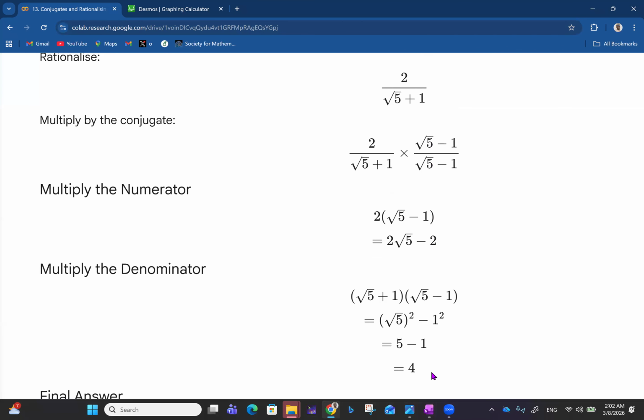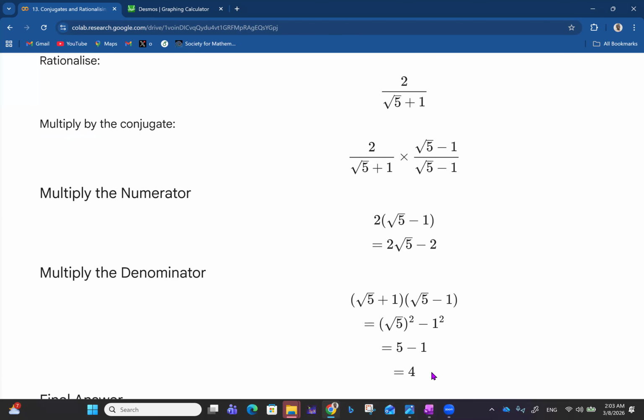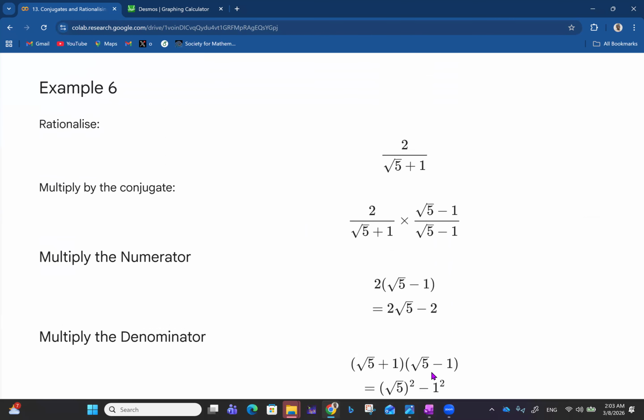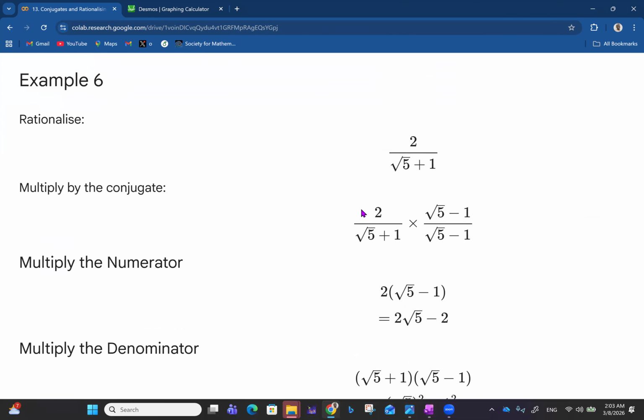And you have example 6 with a similar kind of structure. For example 6 now, you have 2 over root 5 plus 1. The conjugate of root 5 plus 1 is root 5 minus 1. So to multiply this expression by 1, you have 2 over root 5 plus 1 times root 5 minus 1 all over root 5 minus 1. So expand that, you have 2 into root 5 minus 1. That's 2 times root 5, that's 2 root 5. 2 times 1 is 2.